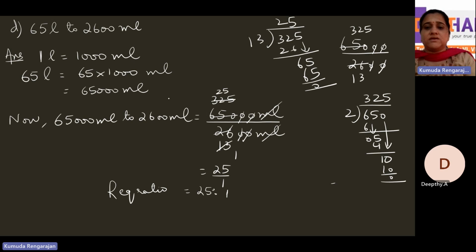Okay, let me divide 325 by 13. If it is possible, fine. If it is not possible, this only is the simplest form. Supposing you divide 325 by 13, just to find how many times. 13, 25 times is 325. That's why the remainder is 0. Supposing you didn't get remainder 0, that means it's not divisible. Because we're getting remainder 0, it is divisible.